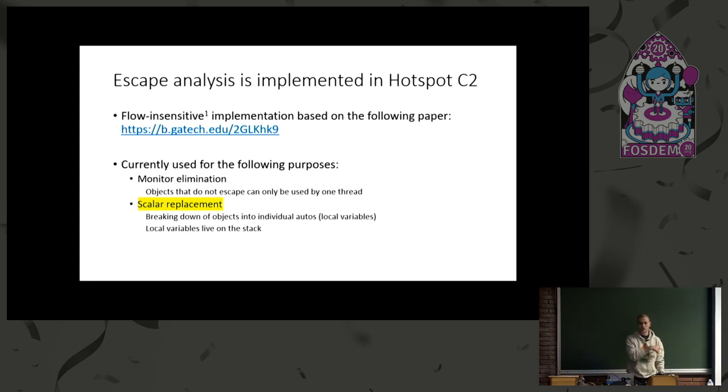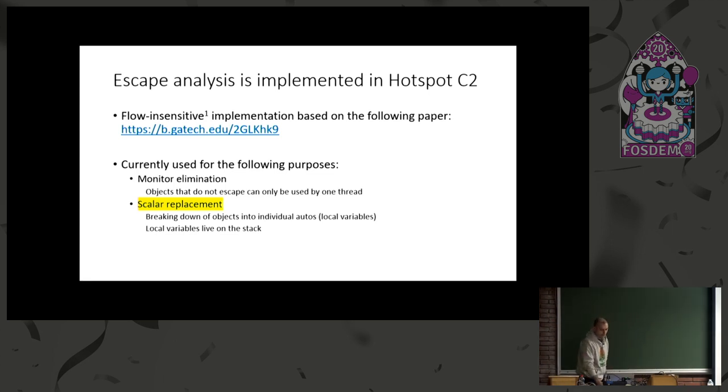The second one, which was interesting for us, is scalar replacement. This is the optimization that we extended. Scalar replacement goes by the same sort of concept. You take the original object and break it apart into its individual parts, so you actually do away with the actual allocation. Breaking up the object turns it into normal autos or local variables that sit on the stack. Therefore, no heap allocation there.